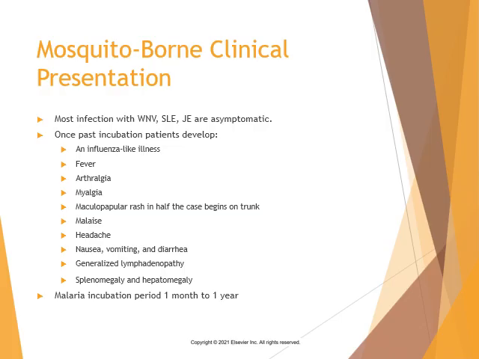Most infections with the West Nile virus, SLE, are asymptomatic. Once you're past the incubation stage, then the person will present with an influenza-like illness, fever, arthralgias, myalgias, a maculopapular rash in half the cases, and you'll see it on the trunk. Malaise, headache, nausea, vomiting, diarrhea, generalized lymphadenopathy, enlarged spleen and liver. Malaria incubation is 1 month to 1 year.